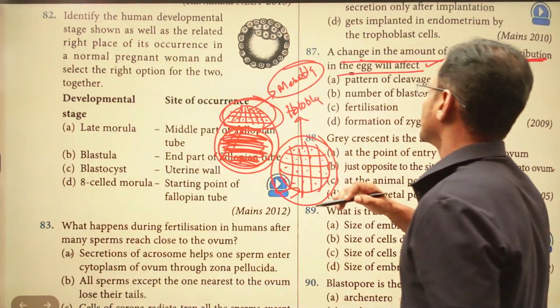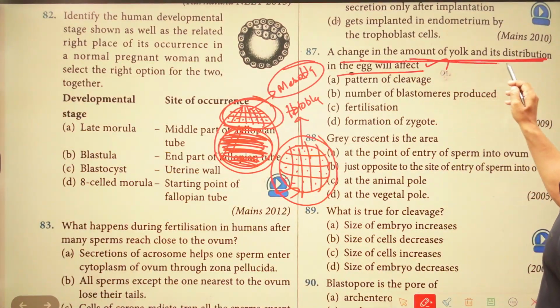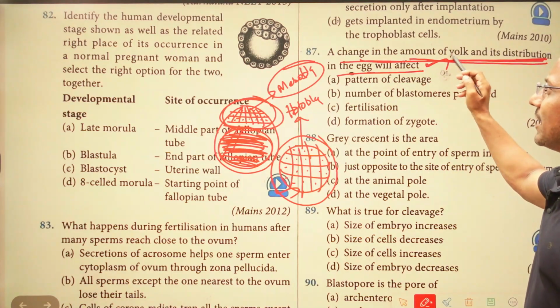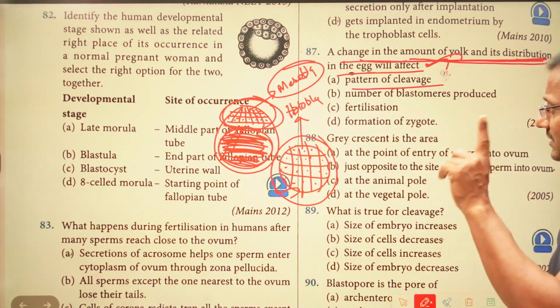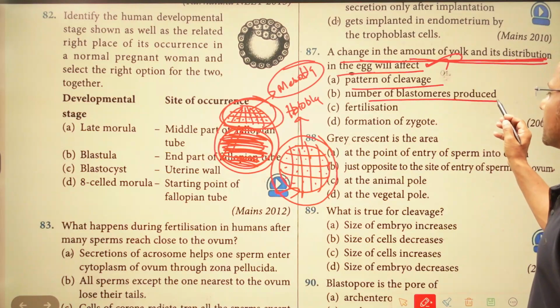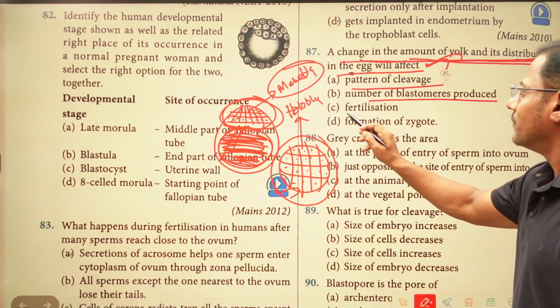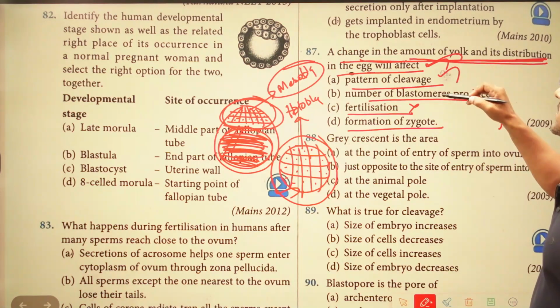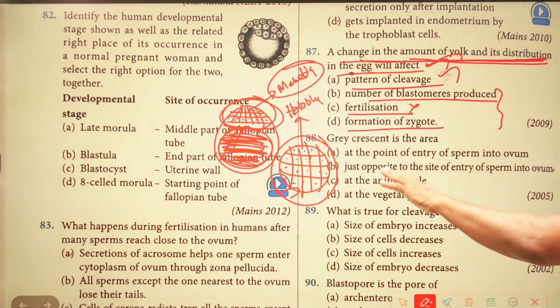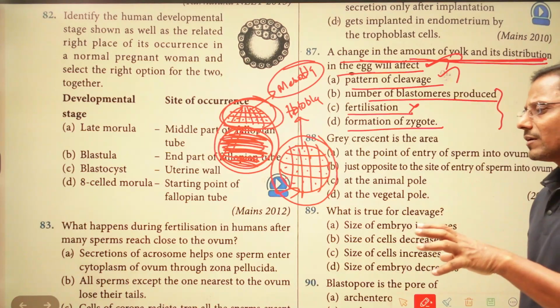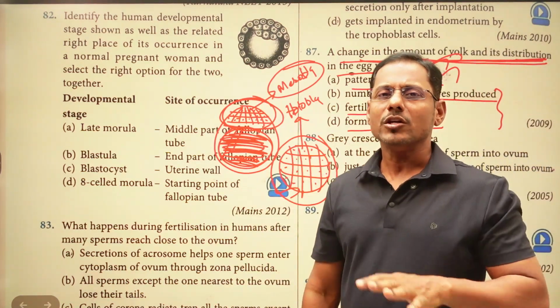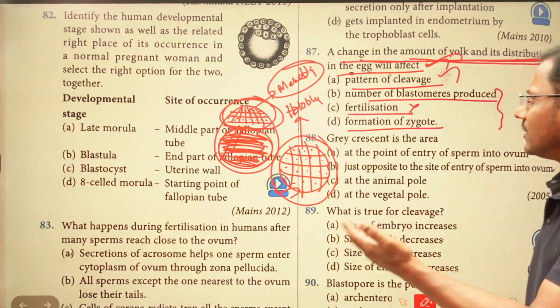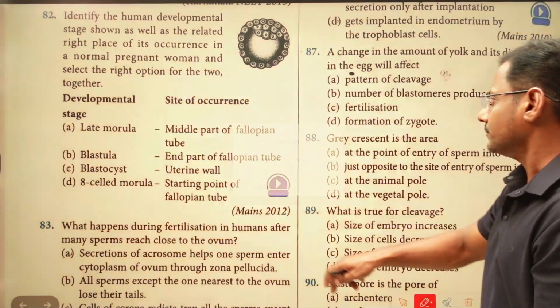Here we'll see the question. A change in the amount of the yolk and its distribution in the egg will affect the pattern of cleavage, right? Exactly, this one is right. Number of blastomeres produced is a wrong answer. Fertilization, wrong answer. Formation of the zygote, wrong. So these three are wrong answers and this is the right answer. If the yolk is present, then cleavage is restricted to the region where the yolk is not present, so it affects the cleavage process.